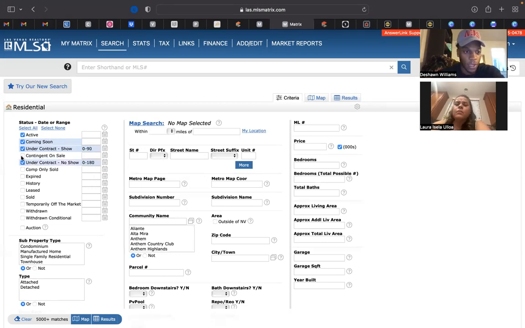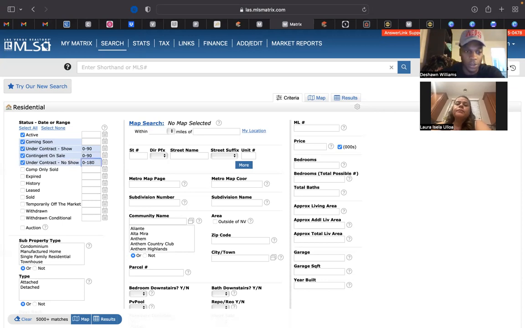And these are all general guidelines. And then based on the amount of comparables that we have, we may tweak certain things. Contingent on sale, same thing, 90 days. And these are just the homes that are under contract with a buyer who's selling their property and they bought it contingent upon selling their home. So it's a whole drawn out process.